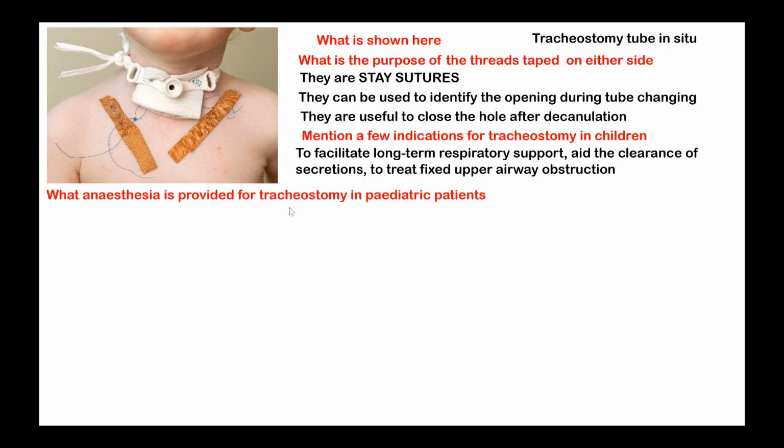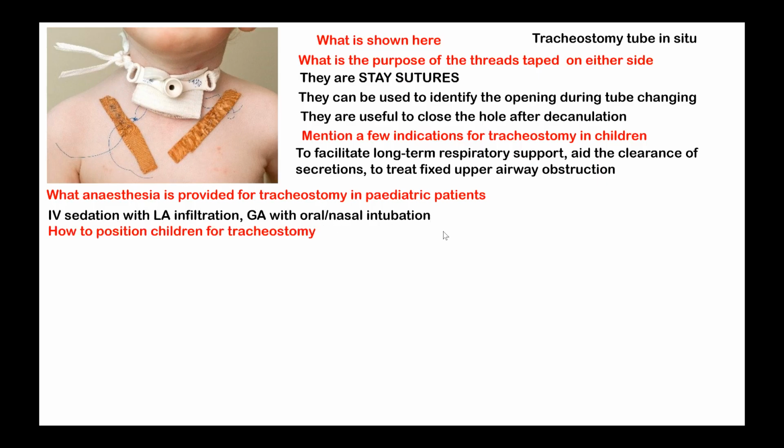What anesthesia is provided for tracheostomy if it is a pediatric patient? Adult patient, of course, we can do it under local infiltration. But in a child, they may not cooperate, especially if they are conscious. So general anesthesia with endotracheal intubation? Supposing there is an upper airway obstruction, there is injury to the larynx. So IV sedation with LA infiltration, GA with oral or nasal intubation is the choice for anesthesia.